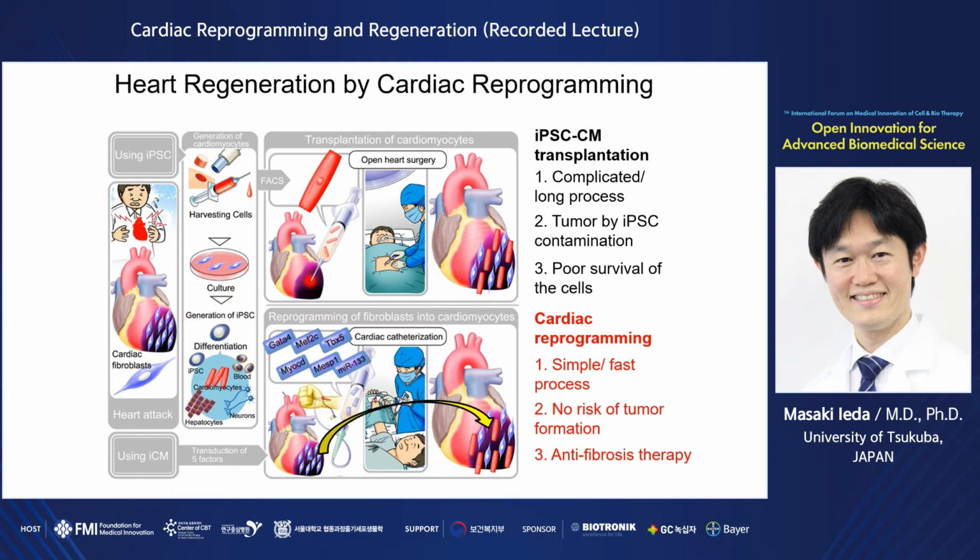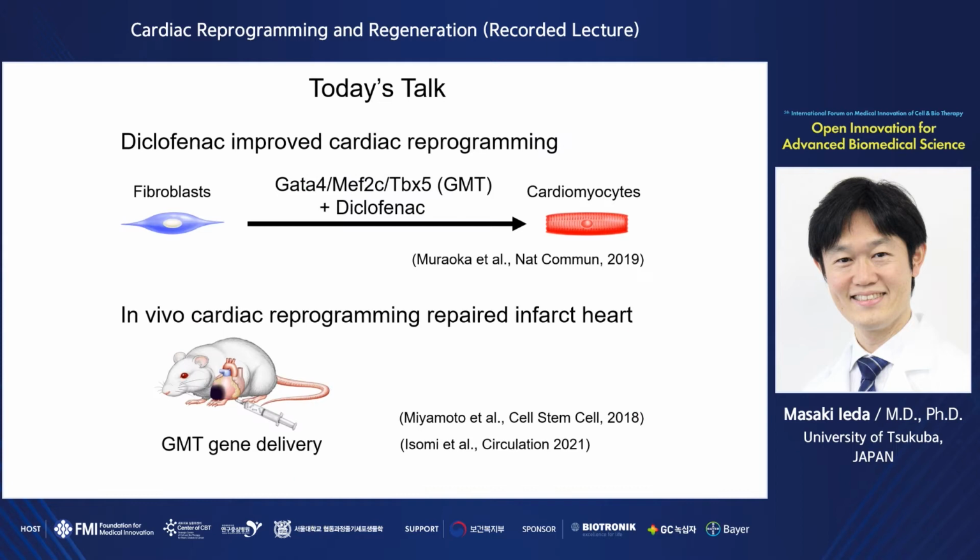this strategy is simple and fast. And second, there is no risk of tumor formation because you don't use iPS cells. And third, maybe this is an anti-fibrotic therapy, not only for cardiac regeneration but also as an anti-fibrotic therapy. So this is a good and promising strategy for cardiac regeneration.